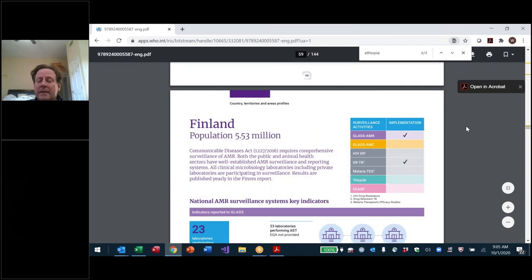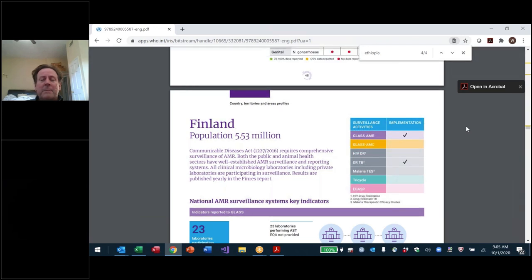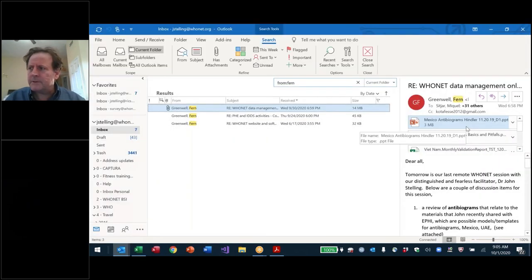And that's it. So there's nothing in this report about the resistance data, because Geneva knows the data are not good enough. The resistance data are not comparable or complete enough to make a data analysis report. Hopefully in a few years they will change their mind, and hopefully they'll start choosing a subset of countries that are ready to report the resistance data. Okay, those are things I had to say.